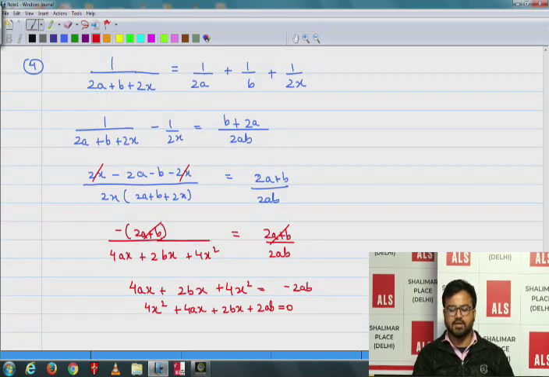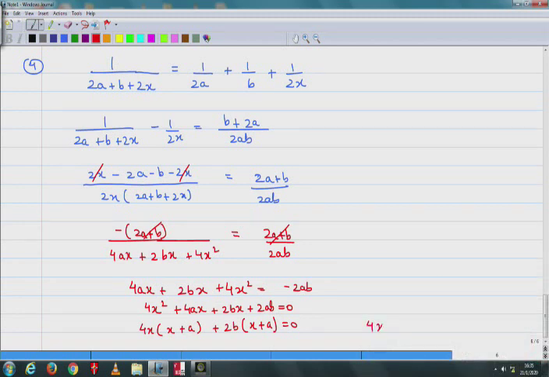So now we can factorize this one. Out of the first two, we can take 4x as common, so it will be left with x plus a. And from here we can take 2b as common, so it will be left with x plus a. So 4x plus 2b into x plus a. So from here you can say x would be equal to minus a, or x would be equal to minus 2b by 4, which is equal to minus b by 2. These are the two answers.